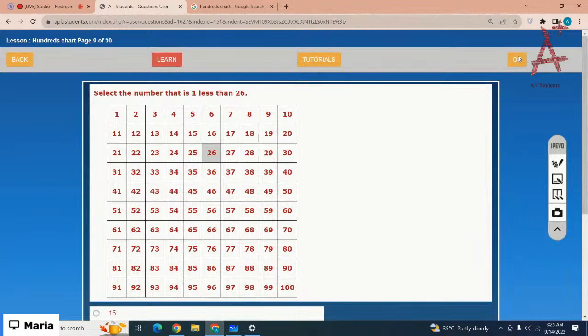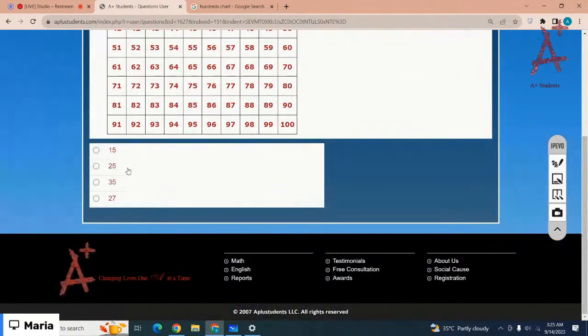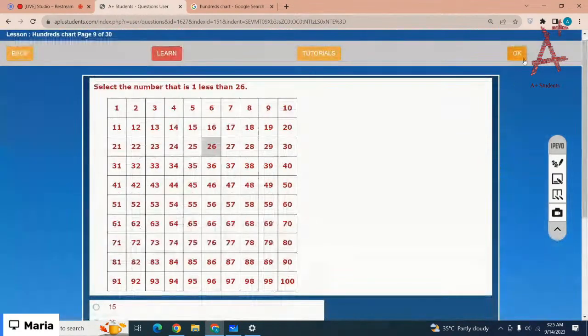Select the number that is 1 less than 26. So which is the correct option? 26, right? You have to move one less. You have to move one left. So when you move one left after 26, that would be 25. So the correct option is 25, right?